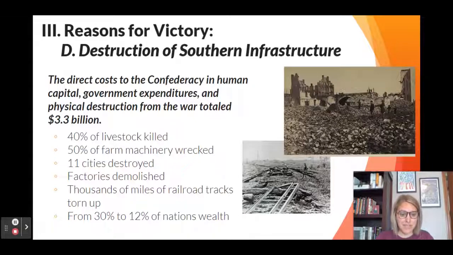Now, while this was essential for the Union to win the war, now that the war is over, that land is still part of the country. And so dealing with this destruction is going to be a major task for the United States.